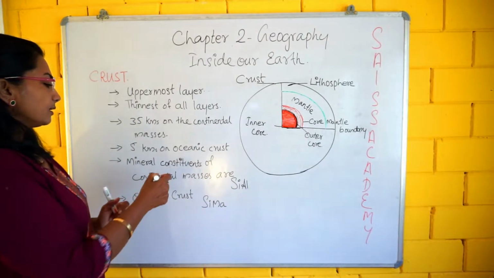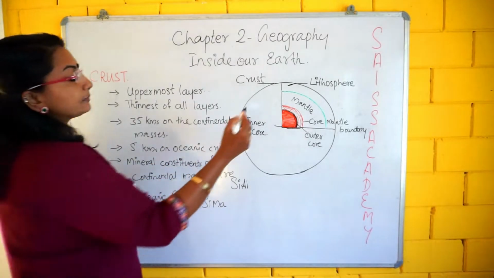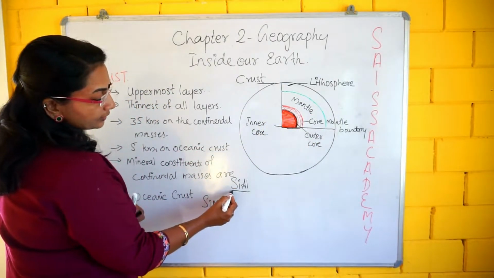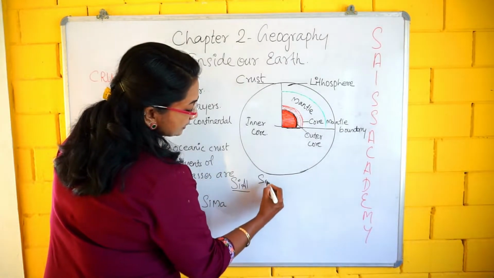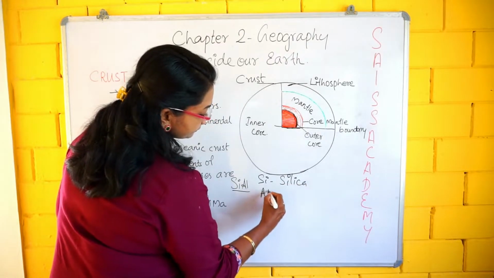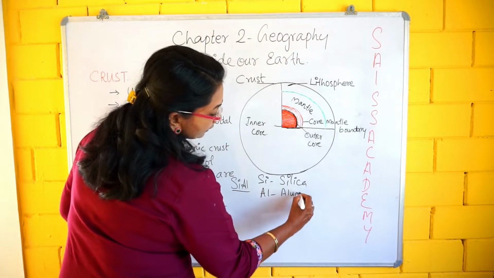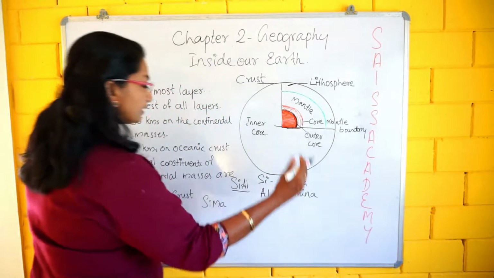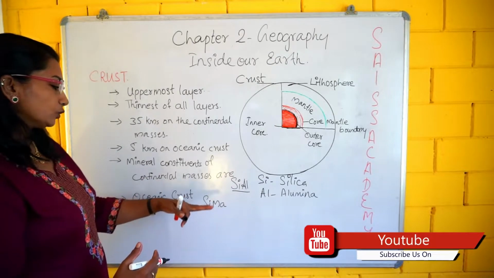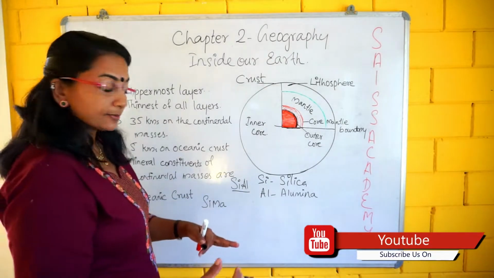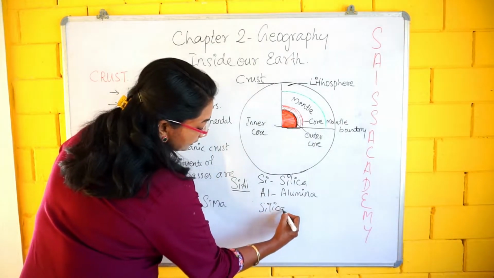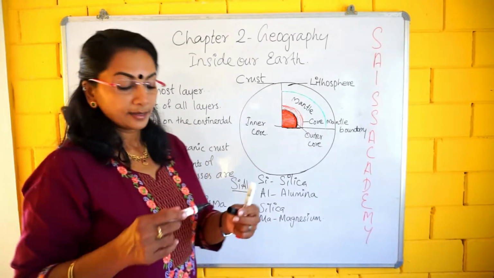Yes, and the other thing we have to discuss is the mineral constituents of the masses. The mineral constituents of the continental mass consist of what I wrote as Sial. What is Si? Si is for silica and Al for alumina. So we call it Sial. And when we come to the oceanic crust, the mineral constituents of the oceanic crust we call Sima. Here Si is again for silica and Ma is for magnesium. Got it children? I hope you understand.